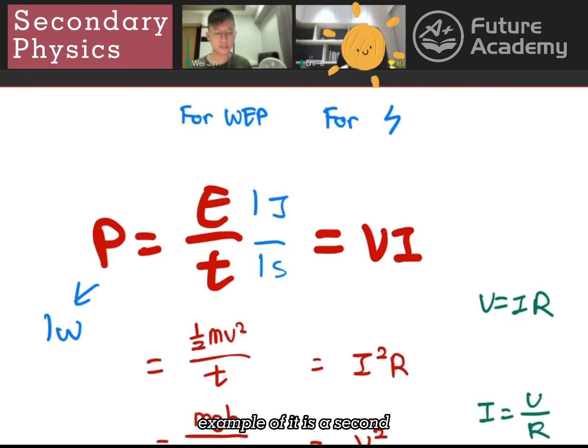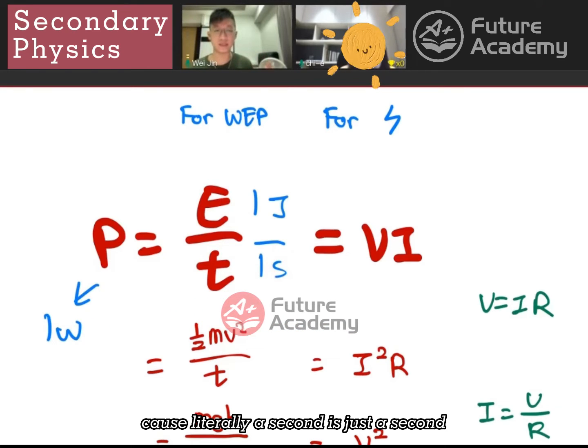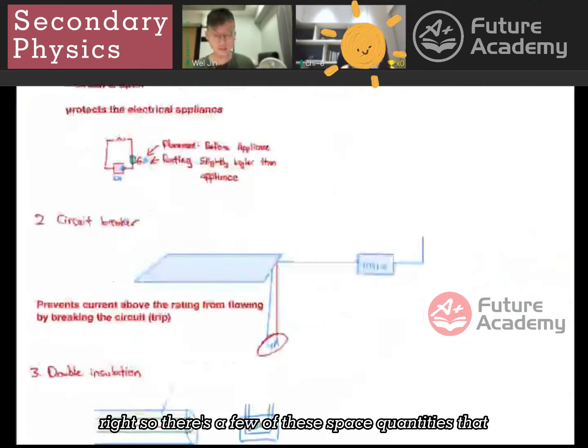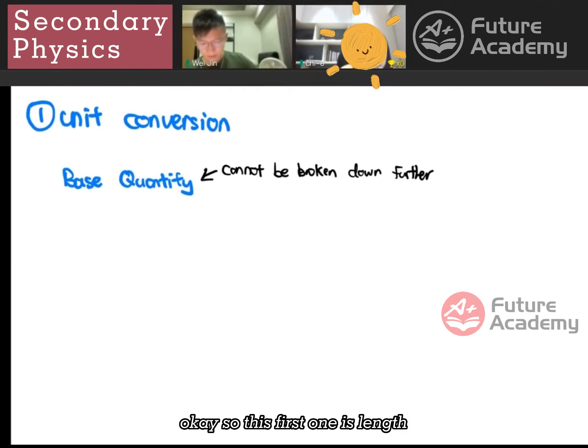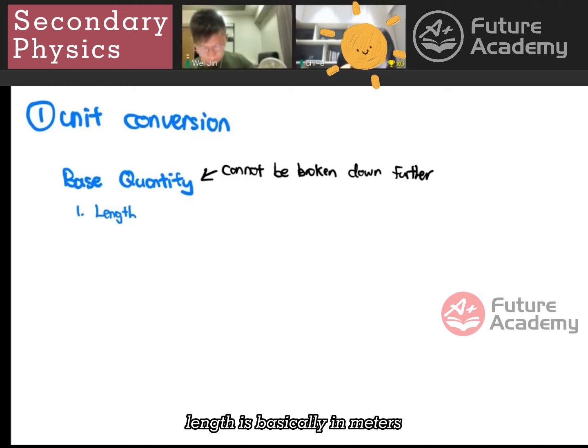Example of it is a second. You cannot use anything else to represent a second because literally a second is just a second. There's nothing else multiplied together to give you a second in that sense, right? So there's a few of these base quantities that we have in, I guess, physics. Okay, so this first one is length, right? Nothing can be broken down to give you length. Length is basically in meters.